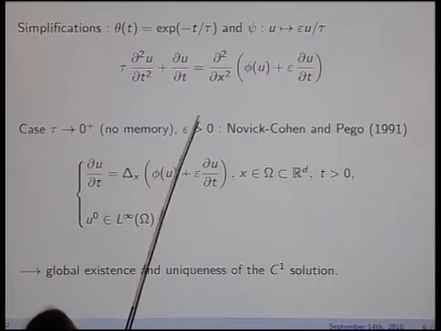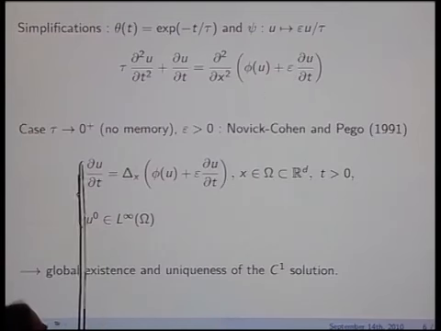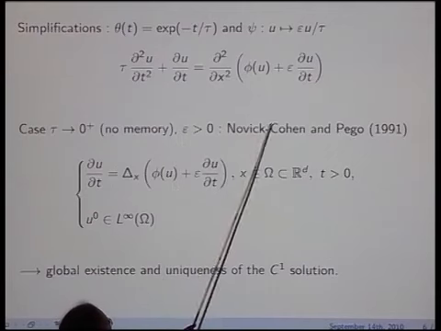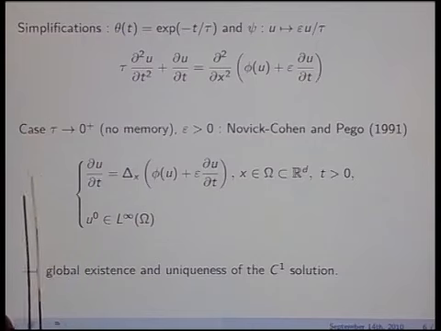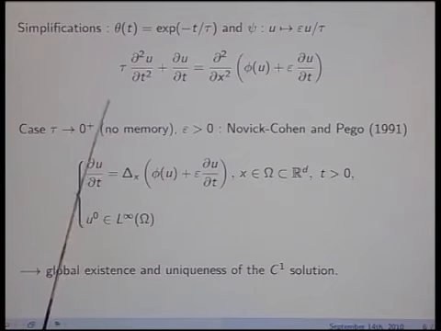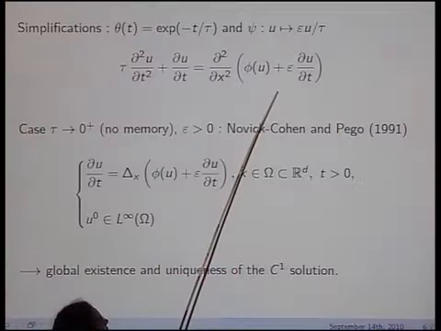So what you get choosing psi with this linear form, and depending on the relaxation time tau, you get this third order equation. And the analysis was performed by Novick-Cohen and Pego in 1991 in the case of no memory, meaning you make this term disappear and keep this epsilon term.